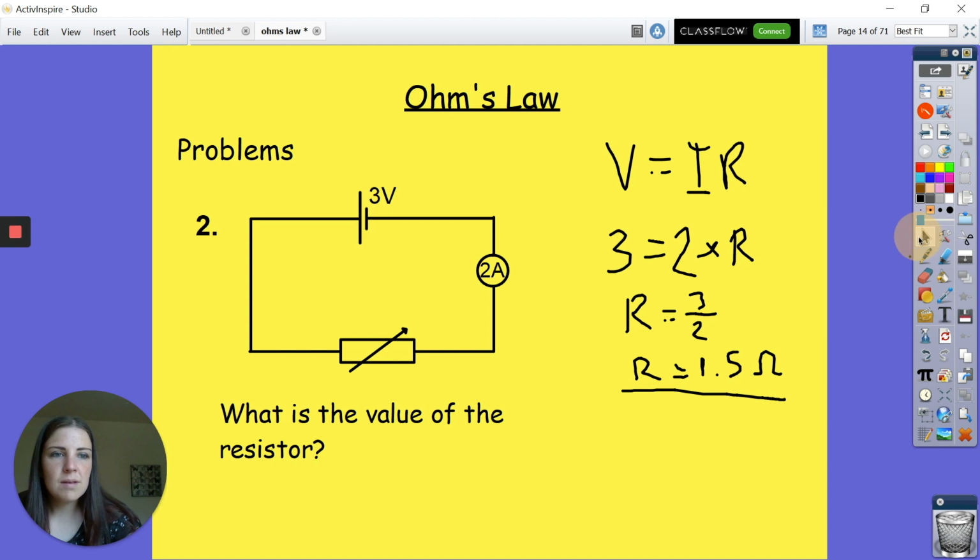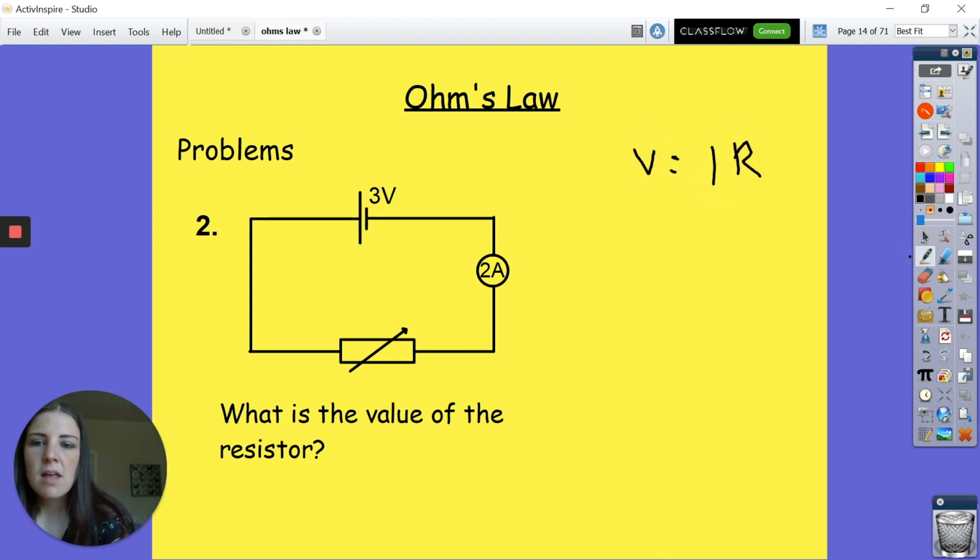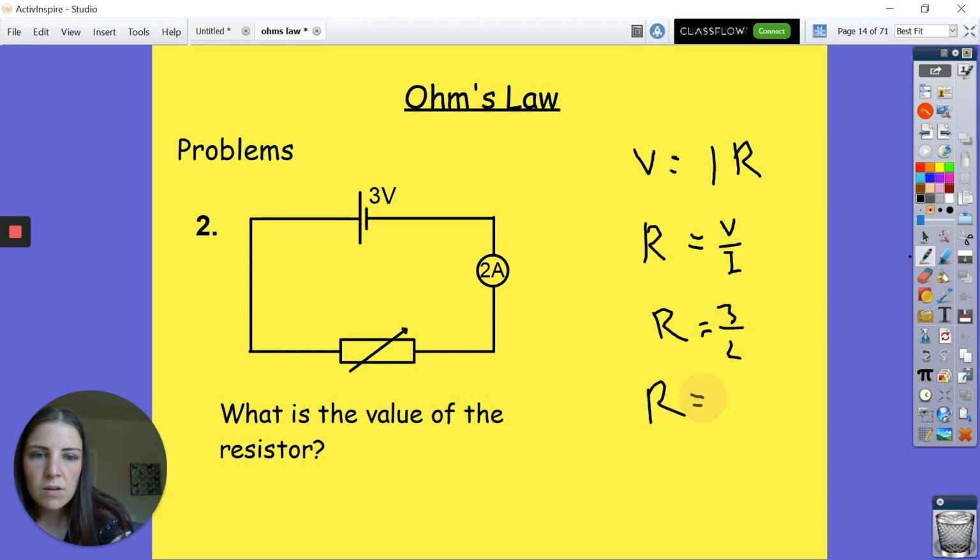Okay, so that's quite messy. The other option, just quickly, start with the formula as it's given to us, V equals IR. But if we rearrange it, then resistance, and V was top of the triangle, stays on top, V over I. So for resistance, we end up in the same place with 3 over 2, which is 1.5 ohms.